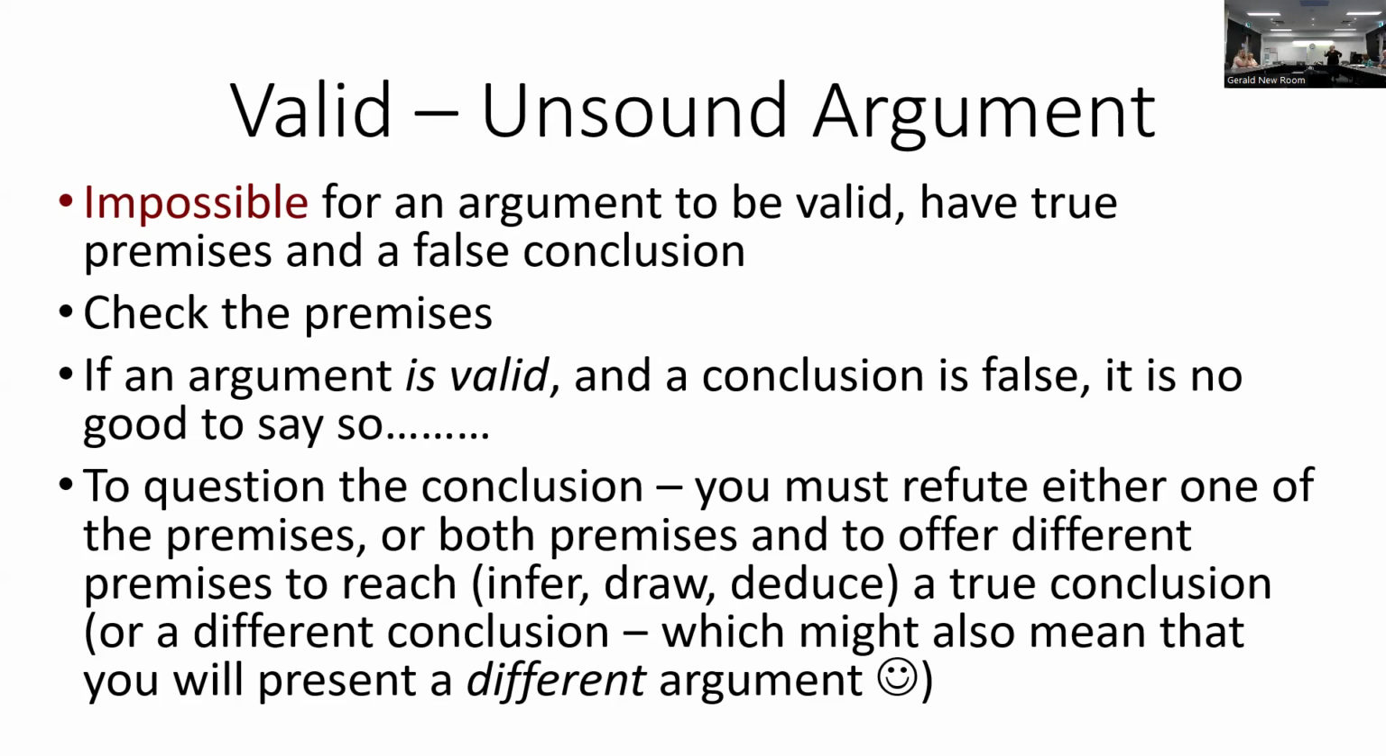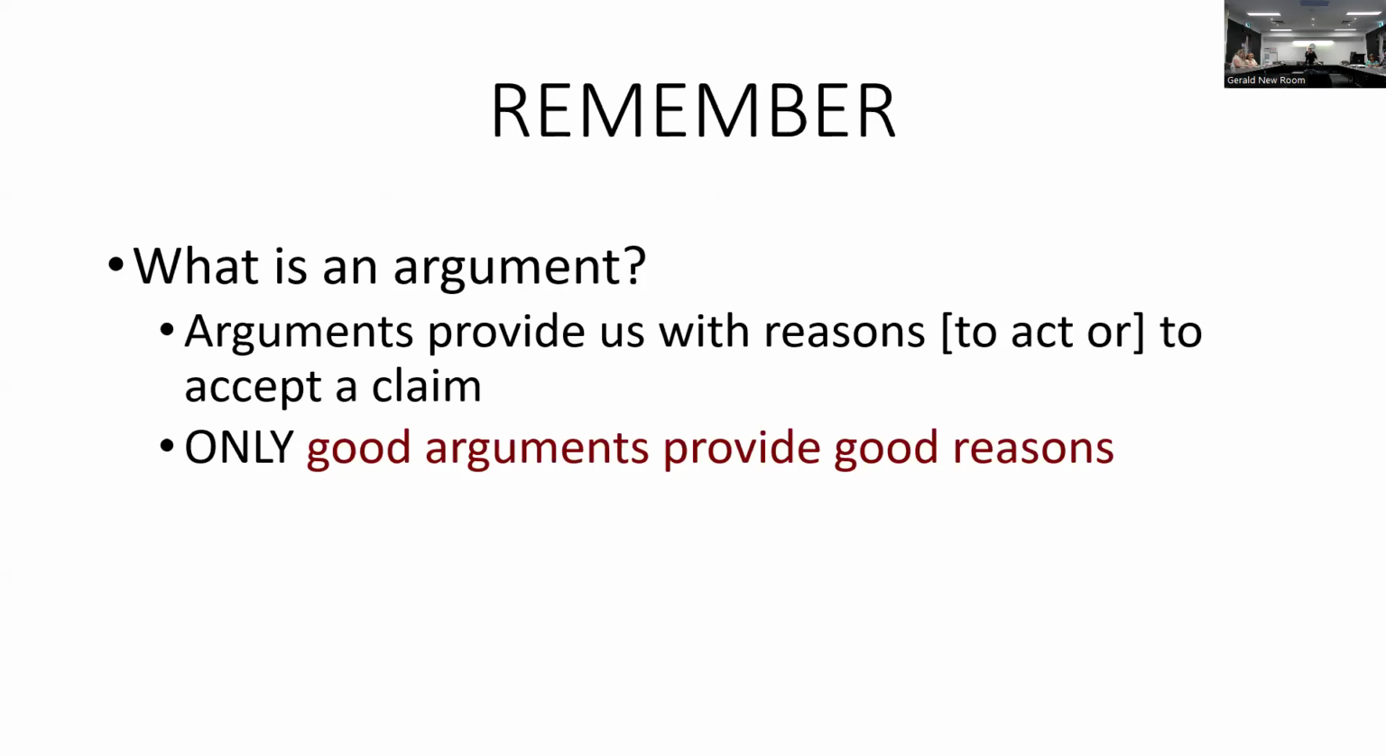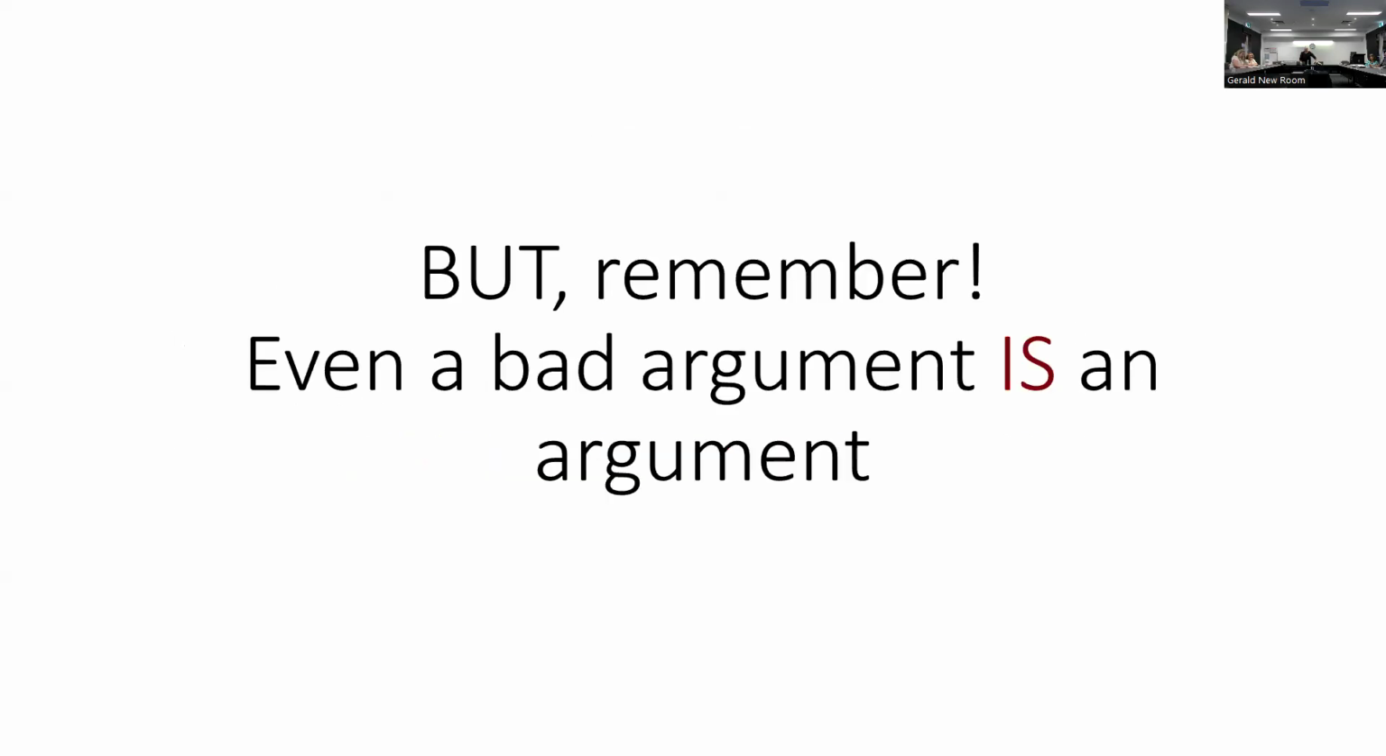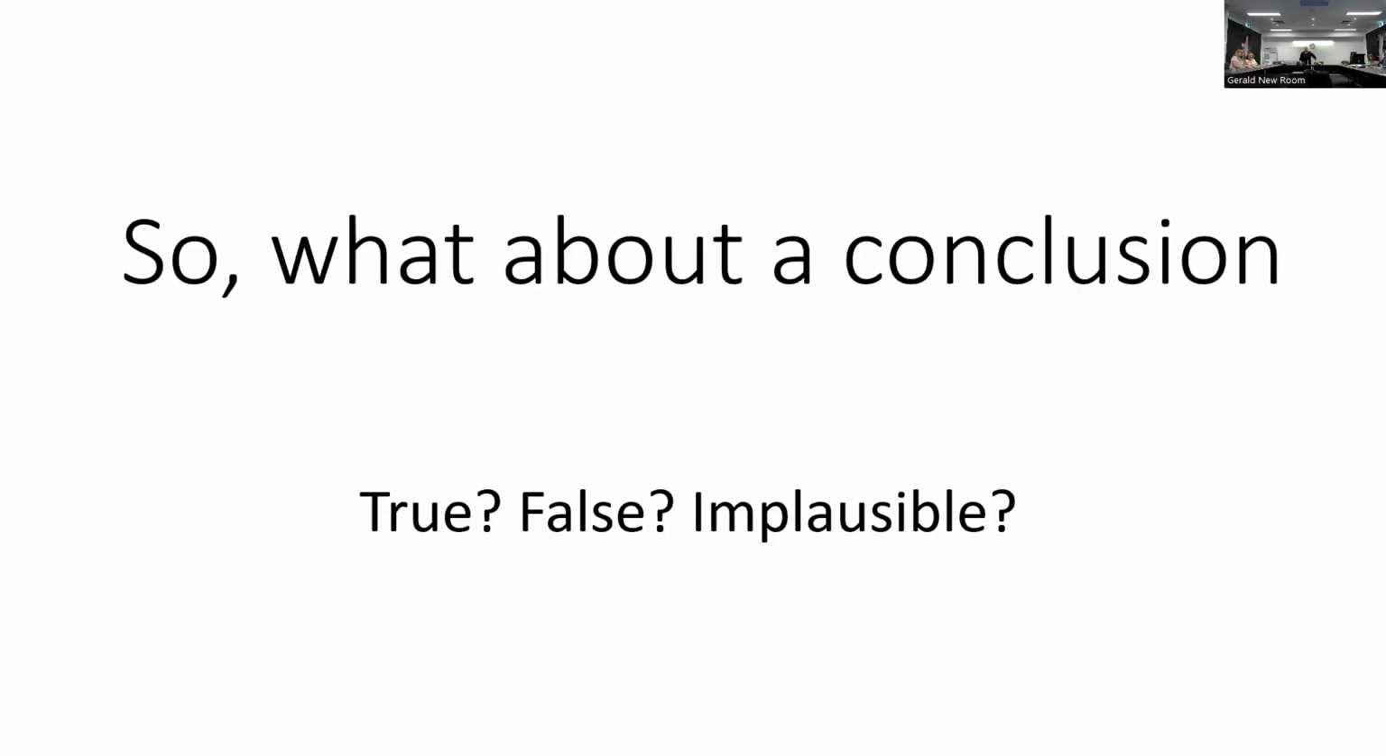It's not good enough to say, I don't agree with this conclusion. You have to go to the premises. You have to change the premises. Why am I stressing this? This is important for your essays when you write. When you read somebody else, if you think that their conclusion is problematic, there's no point attacking the conclusion. You have to attack the premises, because the conclusion follows from those premises. Remember, an argument is about reasons, and a bad argument is still an argument. So you have to keep that in mind.